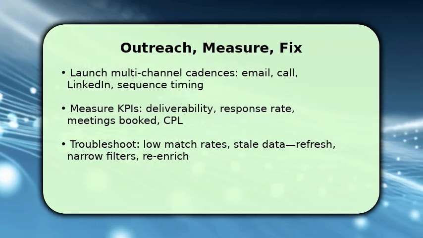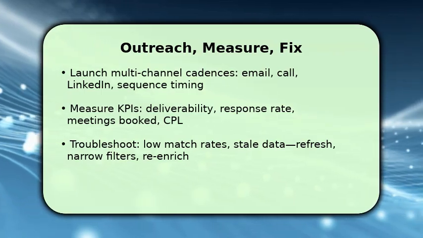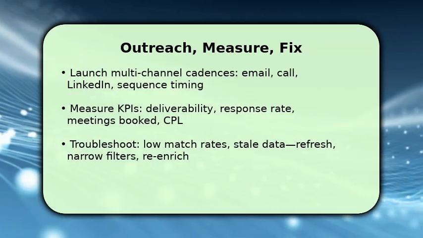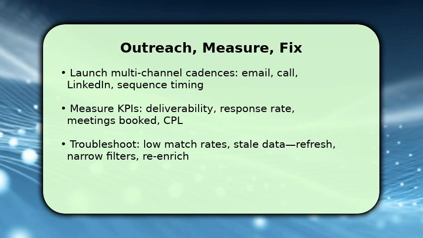If match rates or data quality drop, refresh your list, narrow filters, or re-enrich problem records. Make sure to revisit your ICP and sequence timing. That troubleshooting step prevents wasted spend and keeps pipeline conversion healthy.